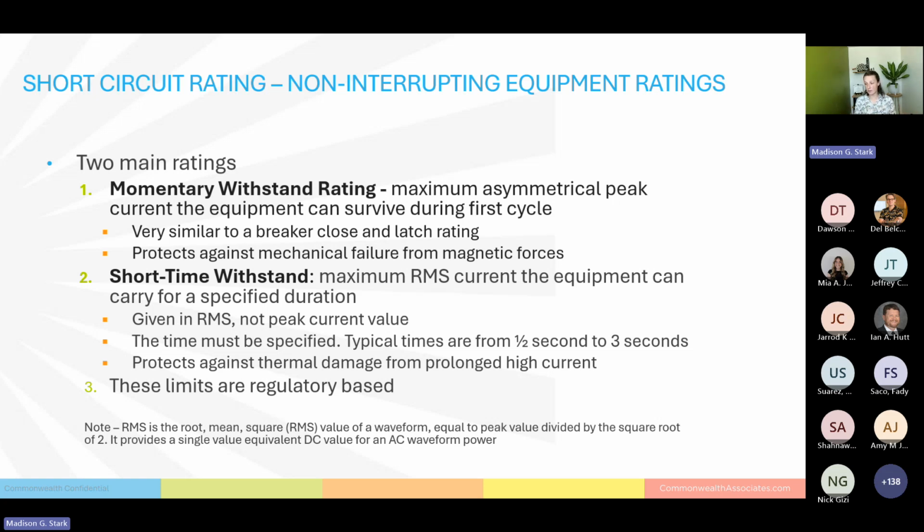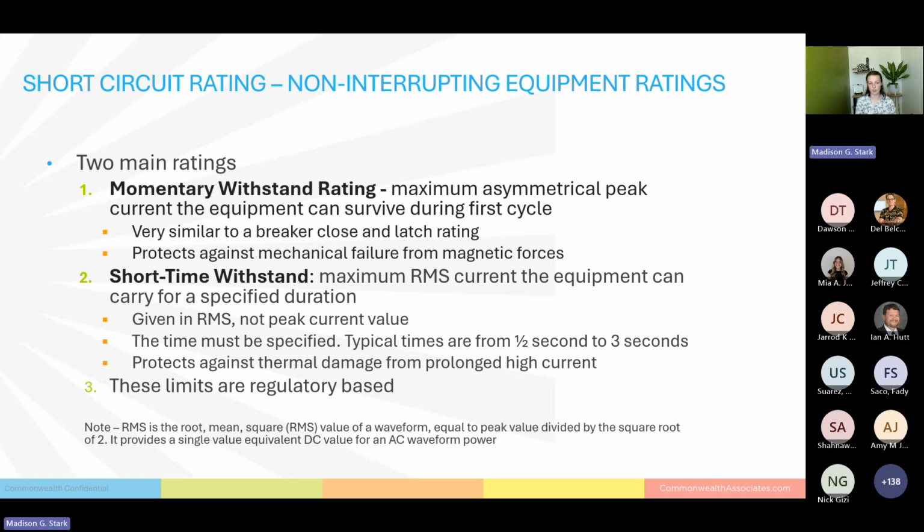Now, the manufacturers know this, and the equipment is built to withstand it, but this momentary withstand rating is the amount of magnetic force, basically, that it can withstand. The short time withstand is the maximum RMS current that the equipment can carry for a specified duration. So this is RMS, not peak current value, and the time must be specified. The typical times for regulation are generally from a half second to 3 seconds. And this short time withstand is designed to protect against thermal damage from prolonged high current.